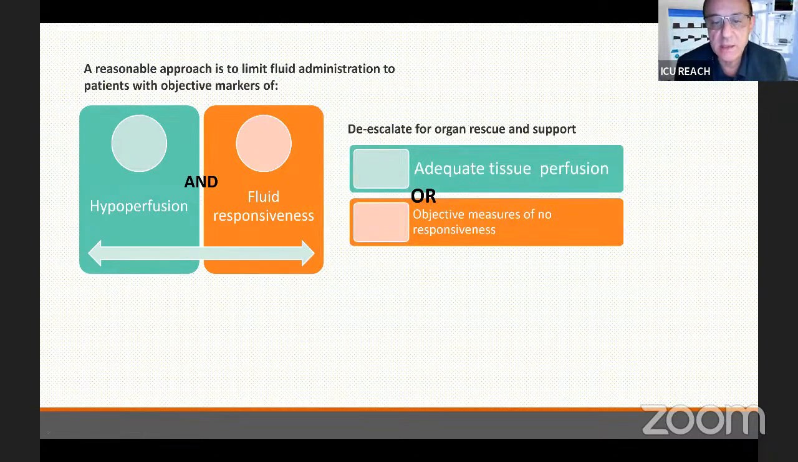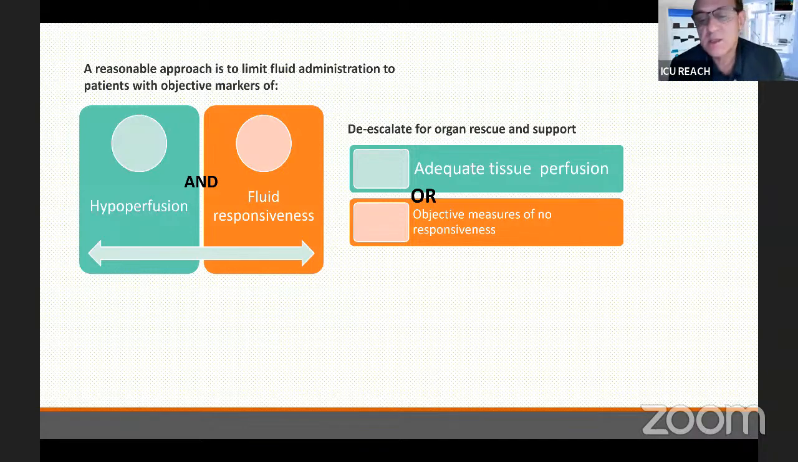Then you start de-escalating for organ rescue and support. And this is the second and the third phase, the optimization and stabilization. You look at the tissue perfusion. You should have adequate tissue perfusion or objective measures of no responsiveness. So you do not give fluid if the patient is not responding to fluid. If you have adequate tissue perfusion, you do not give fluid. So here where you de-escalate, you stop giving fluid. You don't need to give any further fluid.